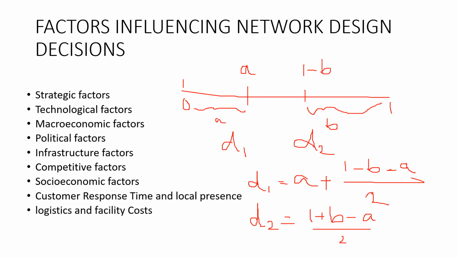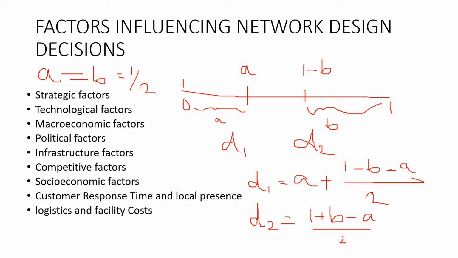Now both the firms maximize their market share if they move close to each other and locate at A equal to B. If A is equal to B and equal to, say, 1 by 2, that means both these organizations move very close to each other. Then they can make their market share maximum.